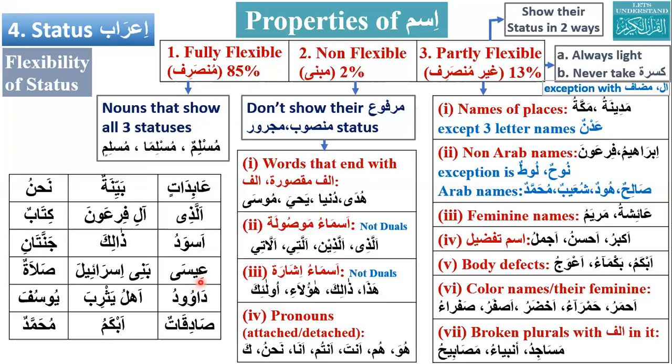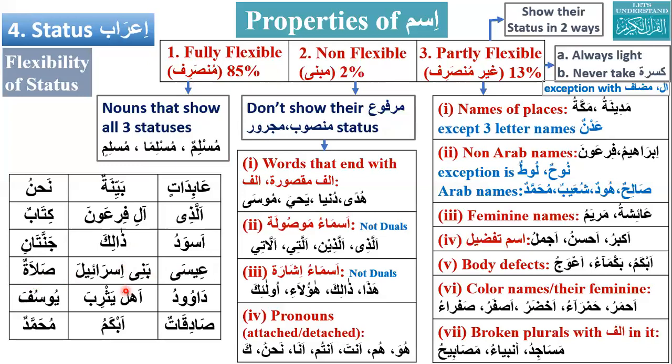Isa, Manal. Partly flexible. It's not partly flexible. It is non-flexible. It's like Hudan, Yahya, Musa. Ya comes at the end of the word, so it is non-flexible. Isa remains Isa if it is marfu, mansoob or majroor. Bani Israel, Hassan. Israel is partly flexible. Good. Salatun, Manal. Fully flexible.